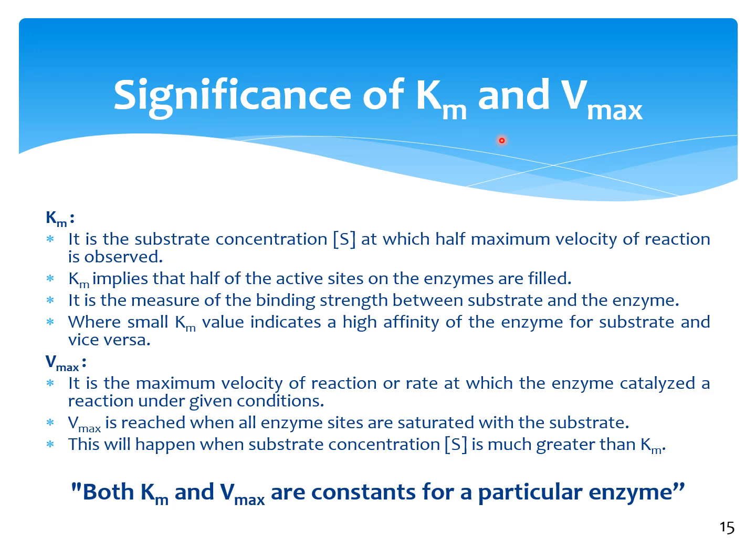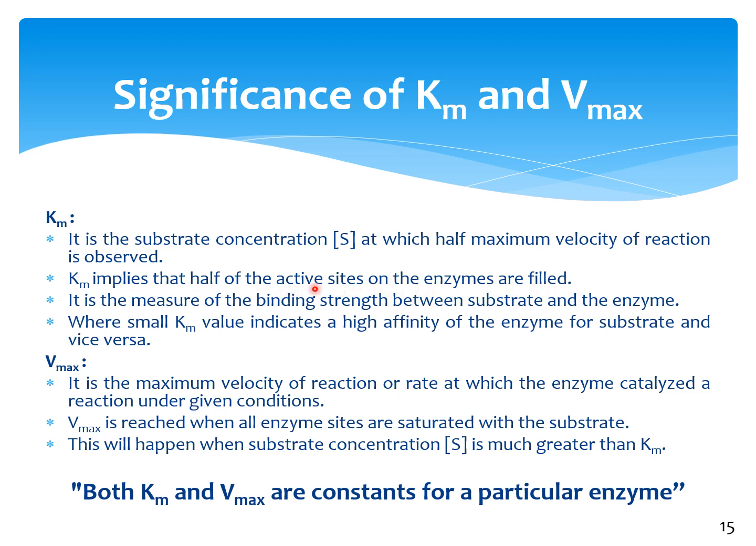Significance of Km and Vmax in enzyme kinetics. Michaelis constant, or Km, reflects how much enzyme is active or how much affinity an enzyme shows towards its substrate. The Km numerically is equal to the substrate concentration at which half of the maximum velocity of the reaction is observed. Km implies that half of the active sites on the enzyme are filled.